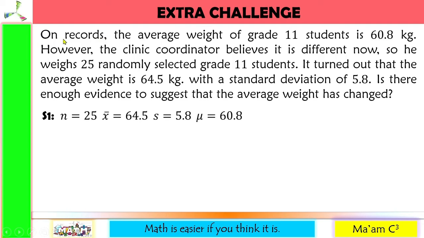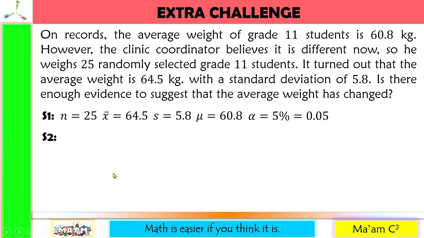How about the level of significance? Is there anything mentioned in our problem here? There is none. If that is the case, we set our level of significance equal to 5% or 0.05. This is the most commonly used level of significance. So if it is not stated in the problem, we set alpha equal to 5%.